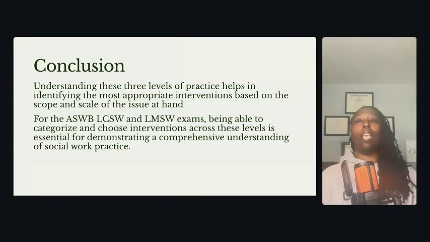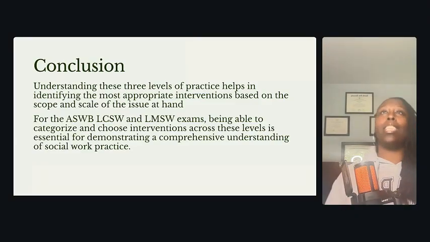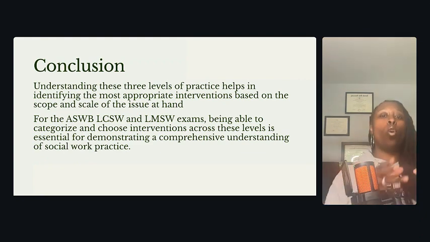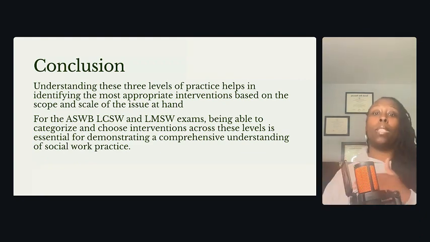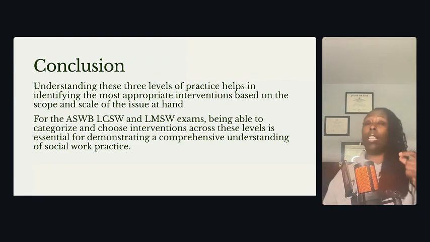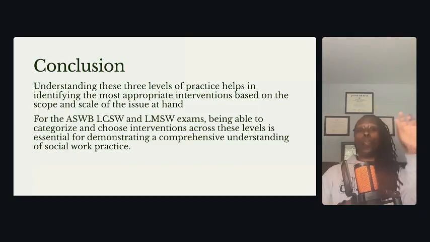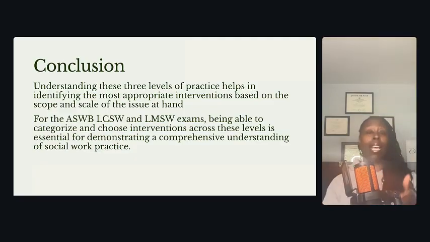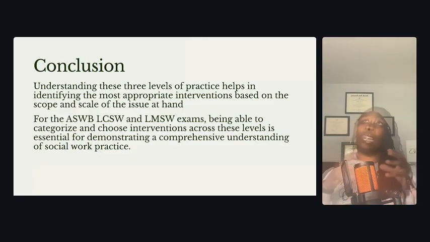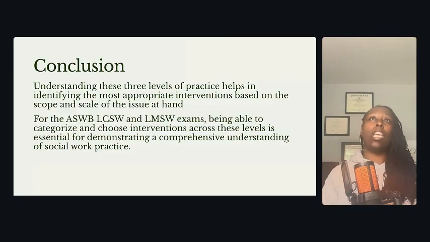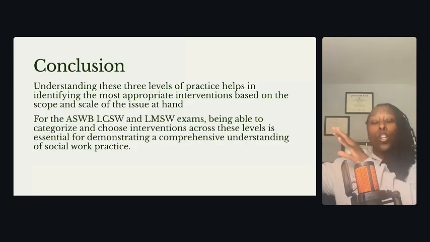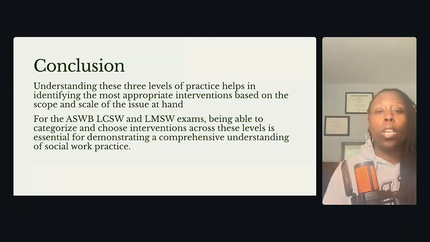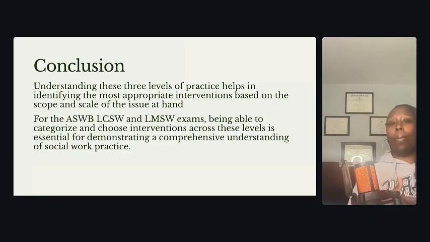So in conclusion, if you understand these 3 levels of practice, it's going to help you identify the most appropriate interventions based on the scope and scale of the issue at hand. And again, the key here is the most appropriate interventions. We're talking about these questions that come up all the time. We have the first, the next, the best, the most. So when you're working with interventions, normally you're not leaning towards the first. It's not a question that's going to say, what is the first? Because the first thing you do is not going to jump in and intervene.